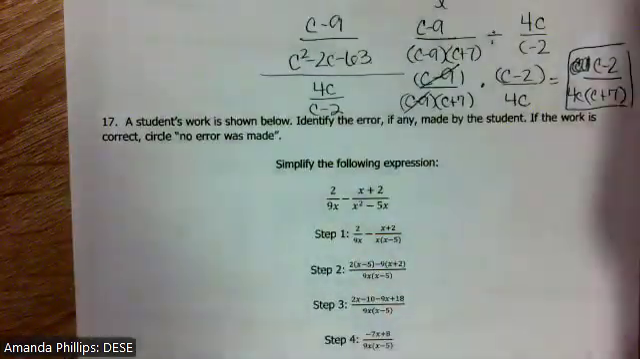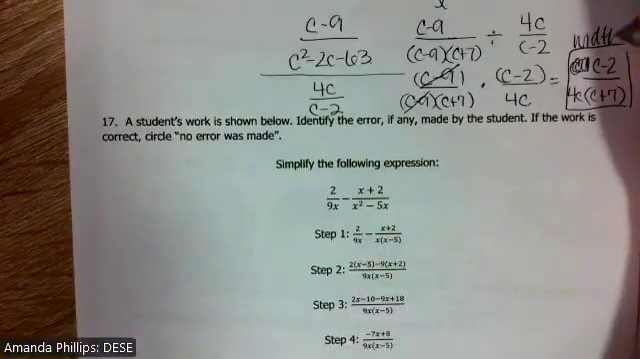All right, so this is your width. Okay, it says find the width, so that's what we did. All right, let's look at this one. So 17 and 18 are related.